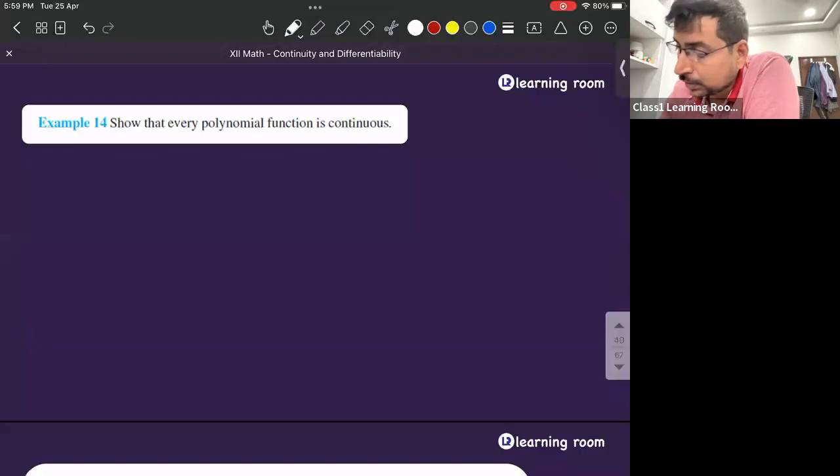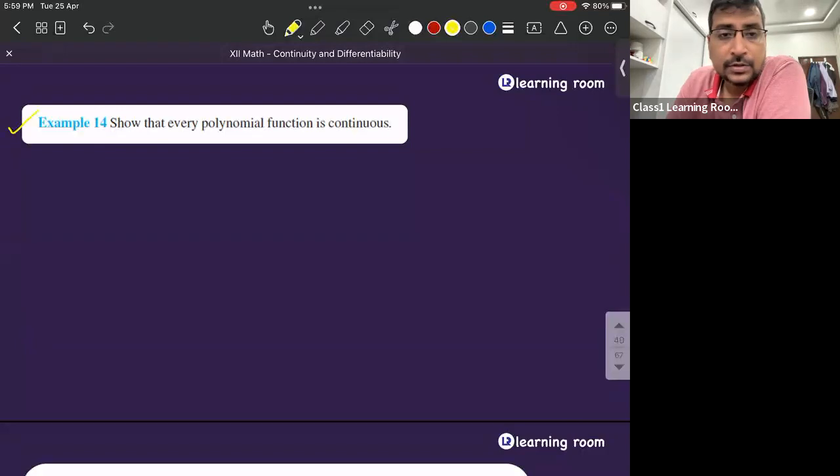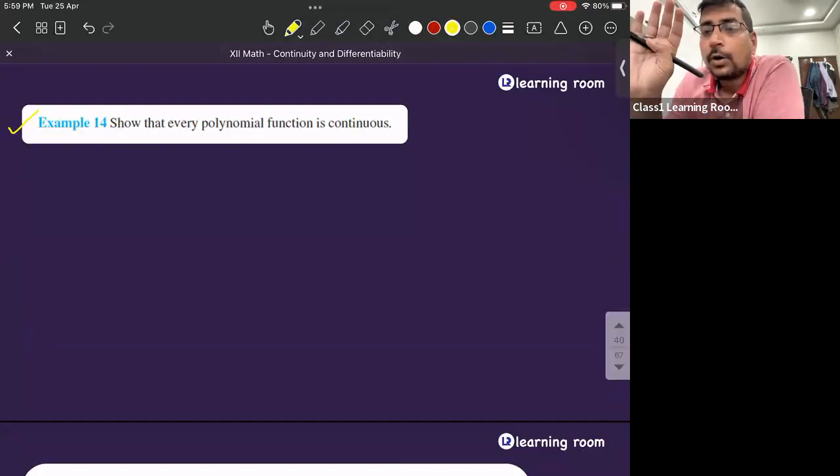Next. This one I'll solve. Show that every polynomial function is continuous. I think I have already stated this. You can make a note of this also. All polynomial functions are by default continuous.